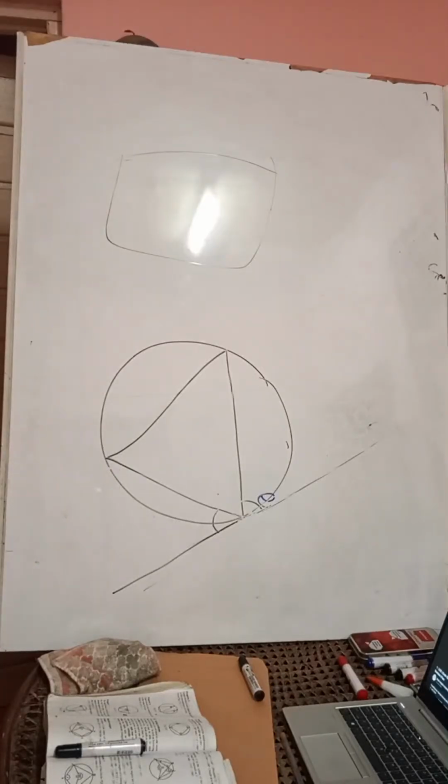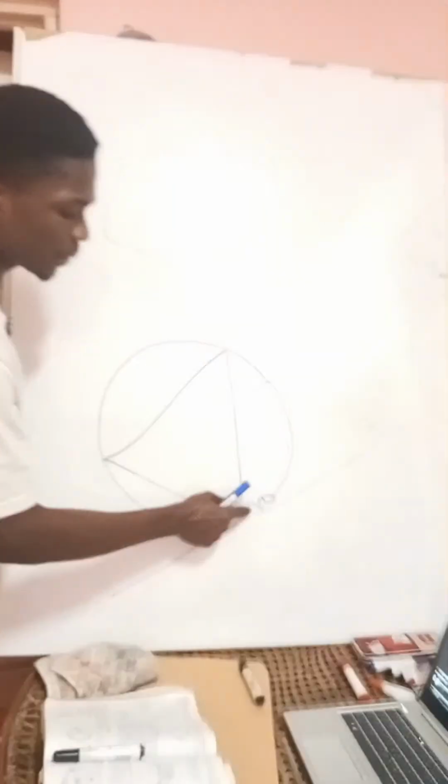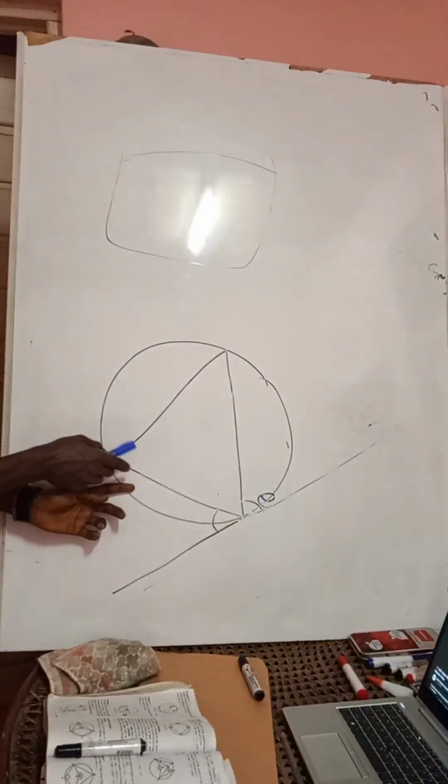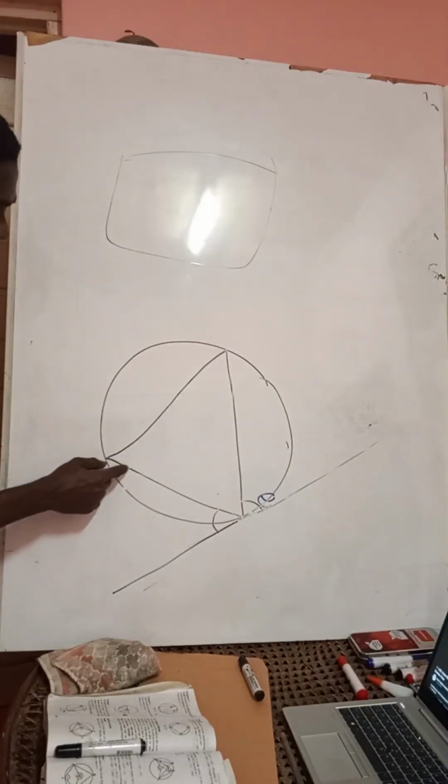It's a must that this angle is counted from the back, 3 lines. You count 3 lines. This is 1, 2, 3. Then the angle on the circle, on the third line, is equal to the angle here.